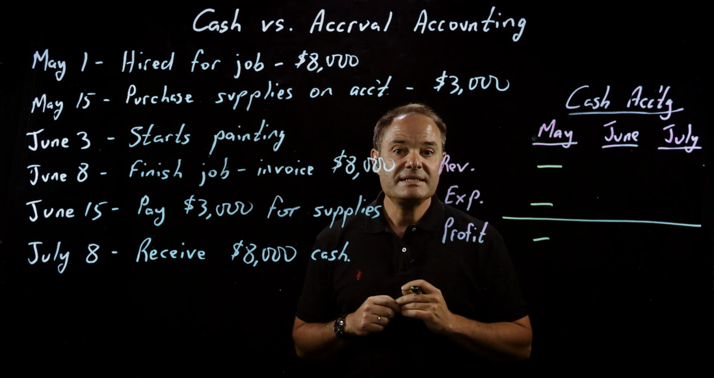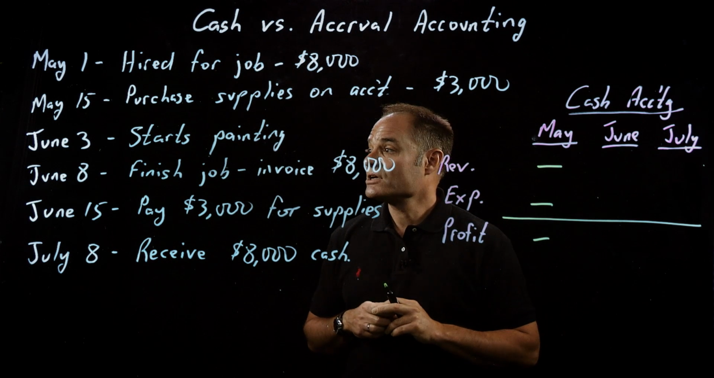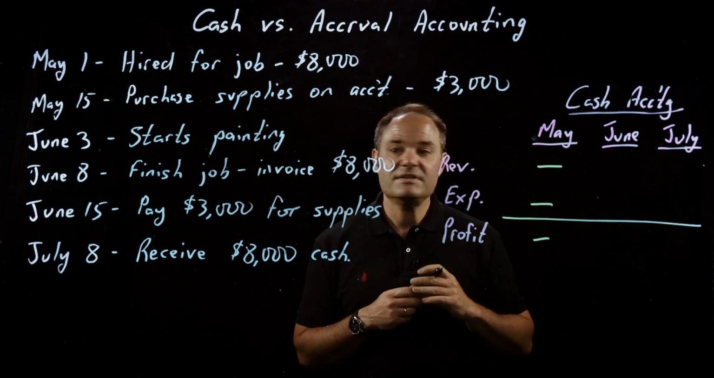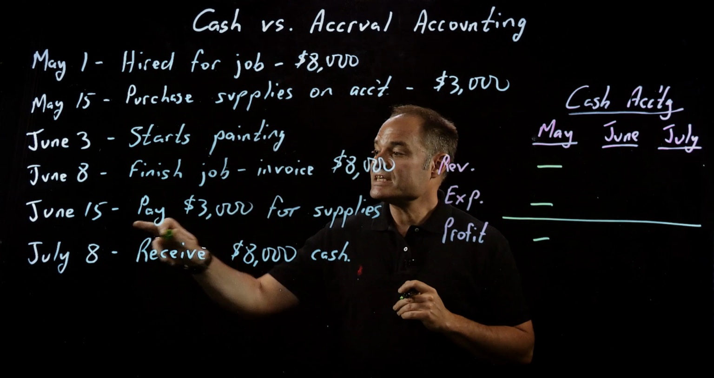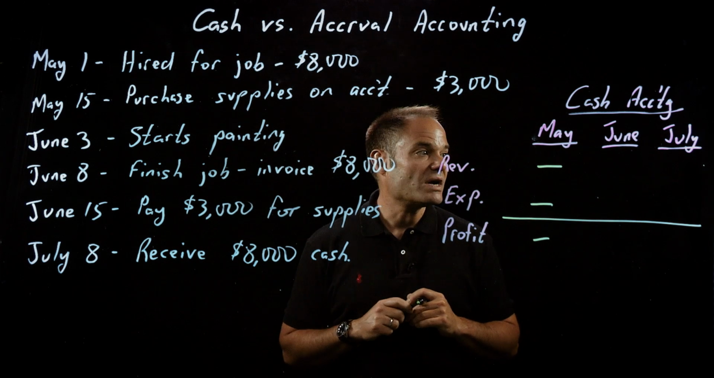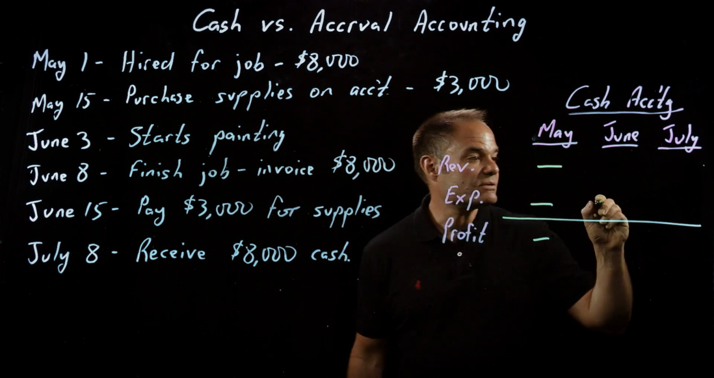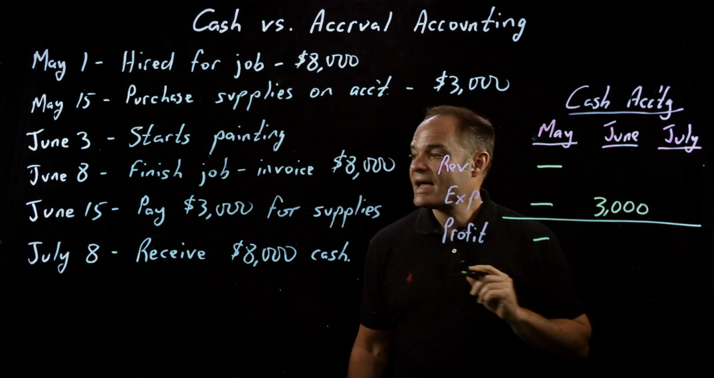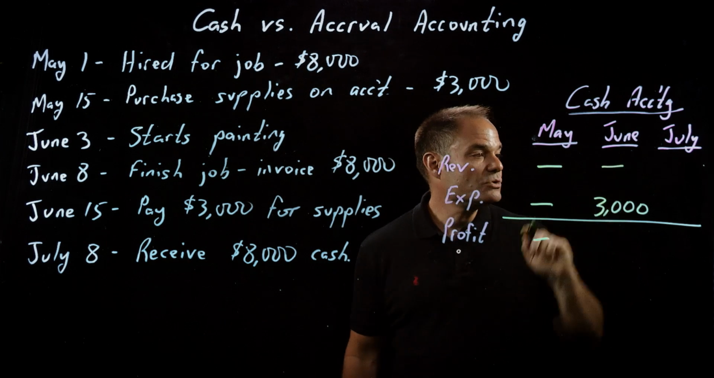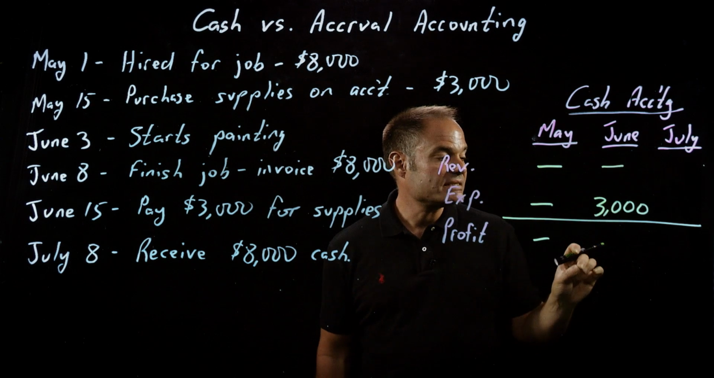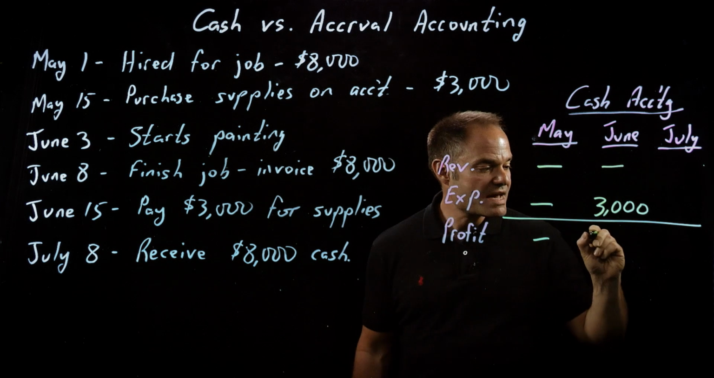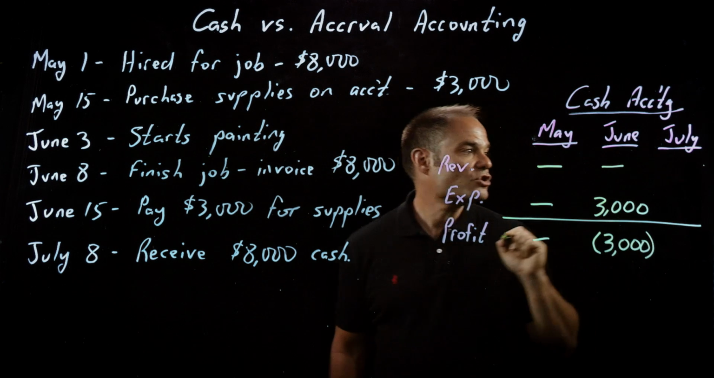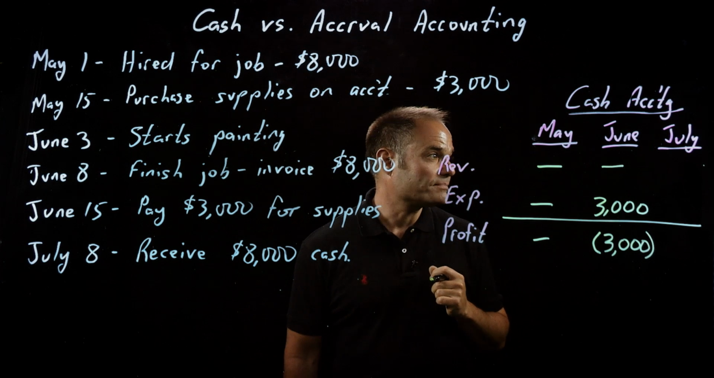June 3rd, he starts painting. Again, no cash changed hands. June 8th, finishes the job, gives me an invoice, hasn't received any cash. And on June 15th, he pays $3,000 for the supplies. So now cash has changed hands. There was a $3,000 payment in June for supplies, and that was it. There was no revenue, and therefore revenue minus expenses is profit, so 0 minus 3,000. In the month of June, according to cash accounting, Joe the painter has a loss of $3,000.